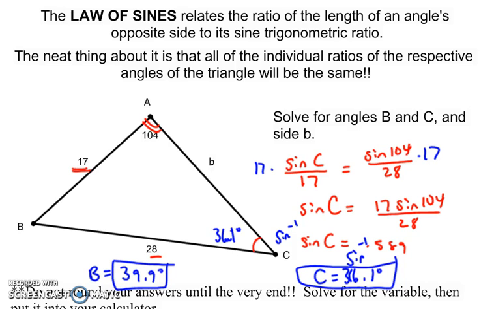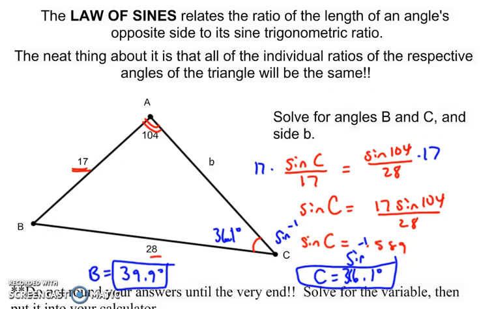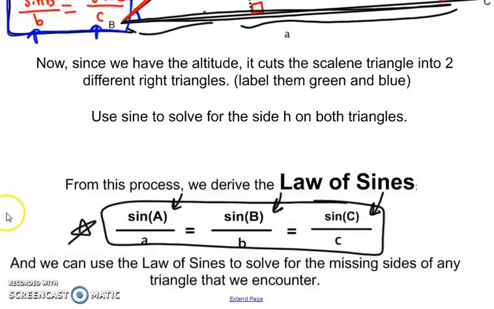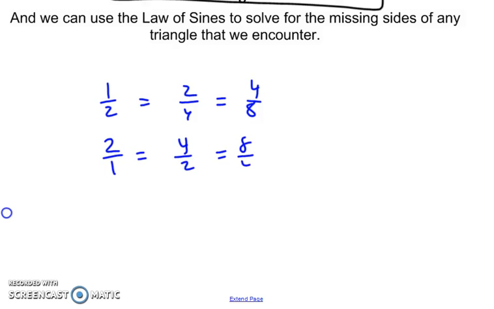Okay, so for side b, you notice the law of sines. If you think about the number 1/2, let me use my scratch paper over here. The number 1/2 is the exact same as 2/4, is the exact same as 4/8, right? Those are all the same as 1/2. But I can take the reciprocal of all those. So 2/1 is the same number as 4/2, is the same as 8/4.